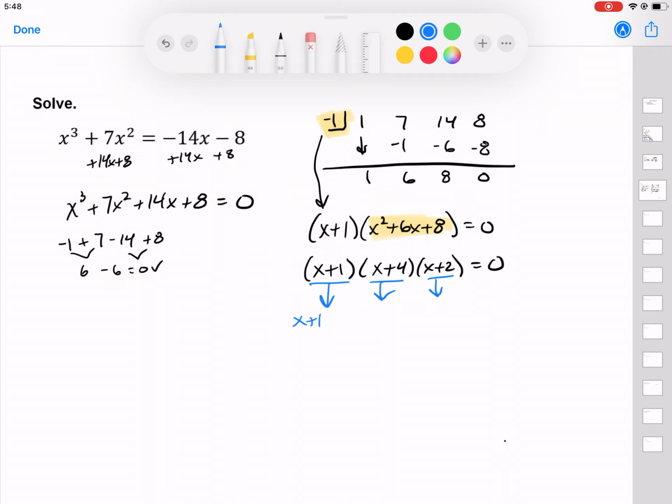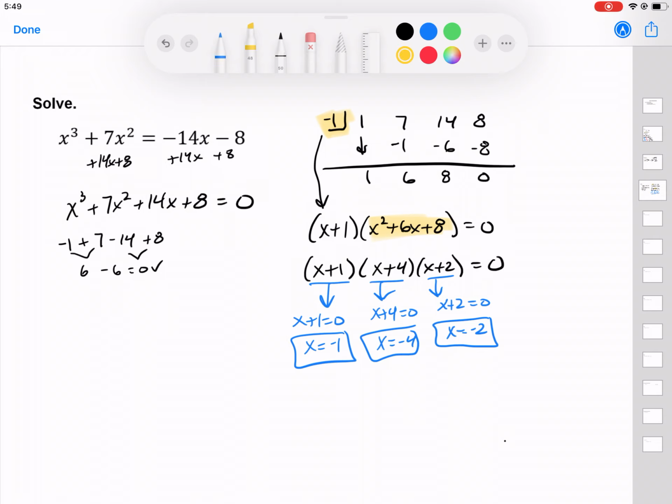And now I can go ahead and find my zeros, or my answers, or roots, however you want to say it. So we got x equals -1, x plus 4, if that's equal to 0, then x equals -4. And then if x plus 2 equals 0, then x has to equal -2. So there are your 3 solutions, which makes sense since it was to the 3rd power. There should have been 3 solutions.